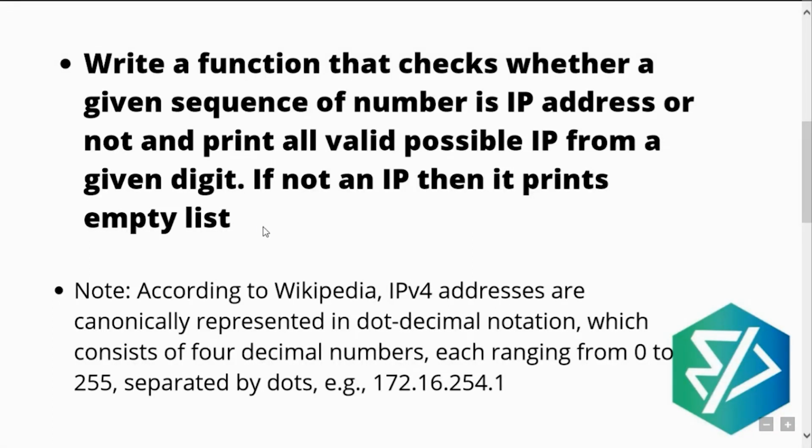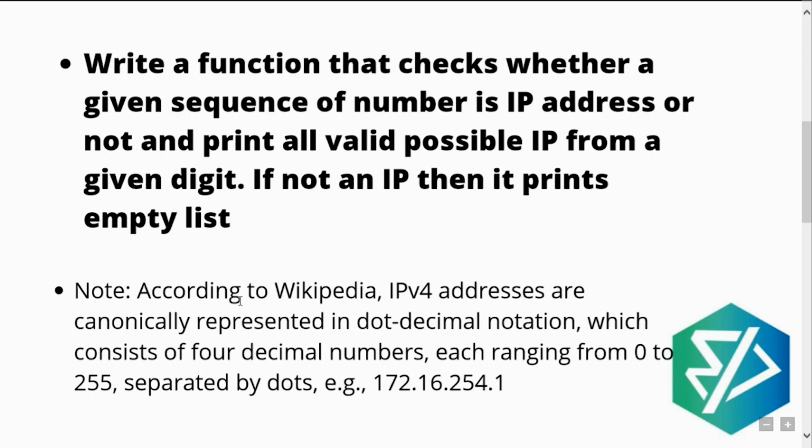Okay, so we have to create a function that will check whether a given IP address is a valid IP address or not. And if it is a valid IP address, then it will generate all the possible IP addresses from the given digit. If it is not an IP address, then it will print an empty list.